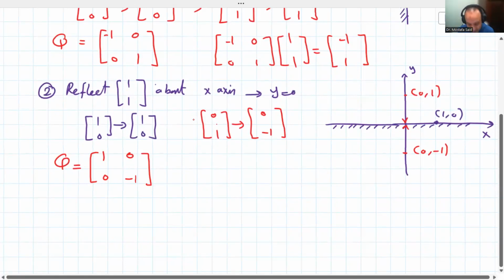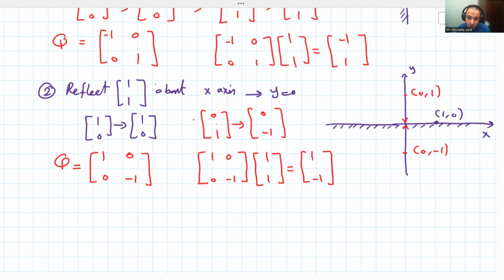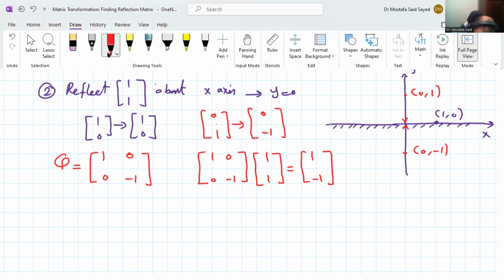Let's now apply that. So we're going to multiply this by our vector 1, 1. Let's see what's going to happen. So 1, 0 times 1, 1 will give us 1, and 0, minus 1 times 1, 1 will give us minus 1. So the point 1, 1 is reflected to another coordinate, 1, minus 1. Let's check geometrically if this is correct or wrong.